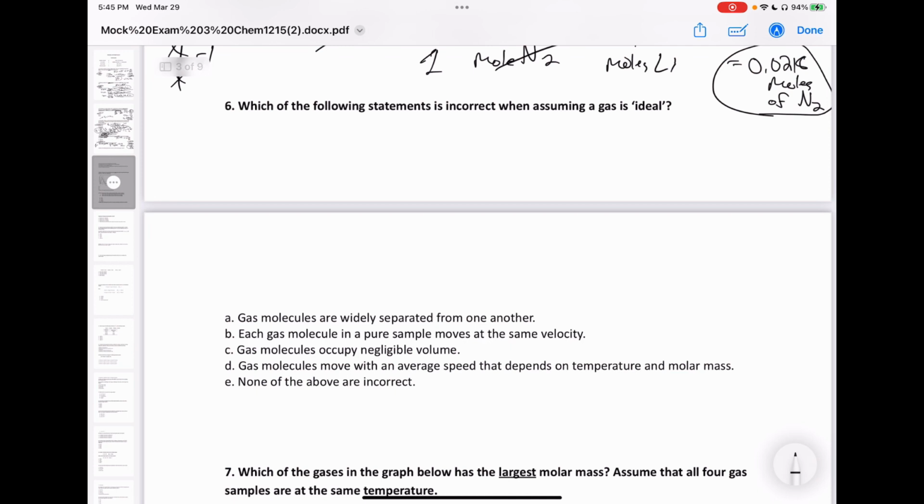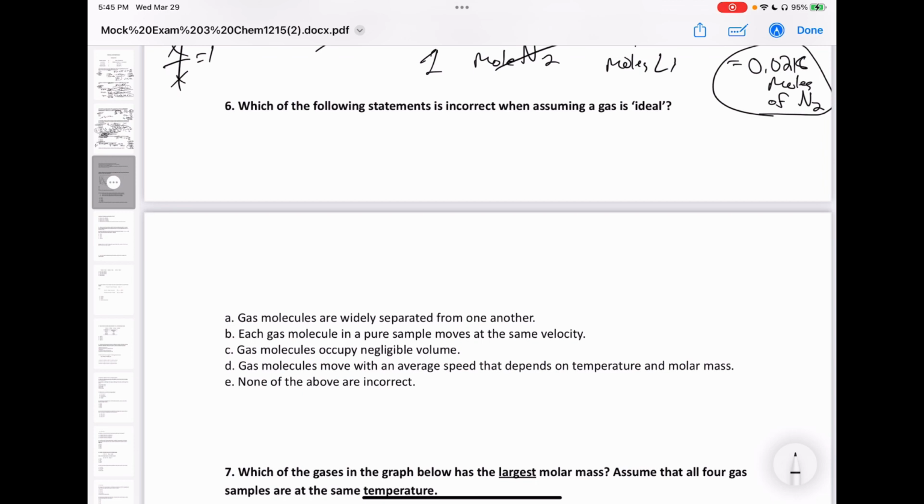Which of the following statements is incorrect when assuming a gas is ideal? So, okay, this is another good thing to know. Gas molecules are widely separated from each other, and that is an assumption we make whenever gases are ideal. We assume that they're widely separated from each other and they have no appreciable attraction between each other, and I think the average kinetic energy is related to the temperature. I think those are the three assumptions.